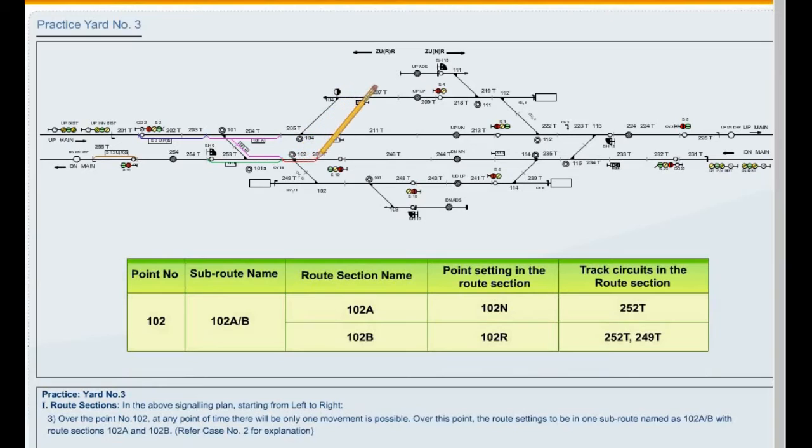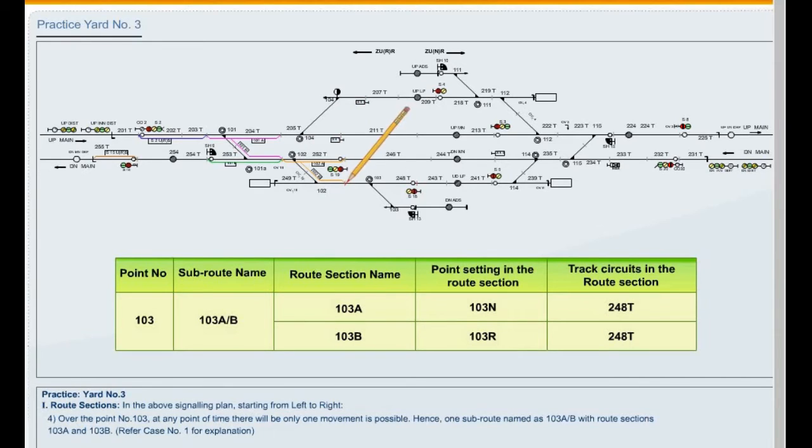Over the point number 102, at any point of time only one movement is possible. Over this point, the route setting will be in one subroute named as 102 A by B with route sections 102 A and 102 B.